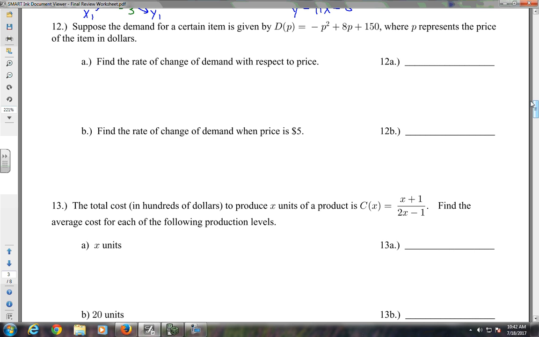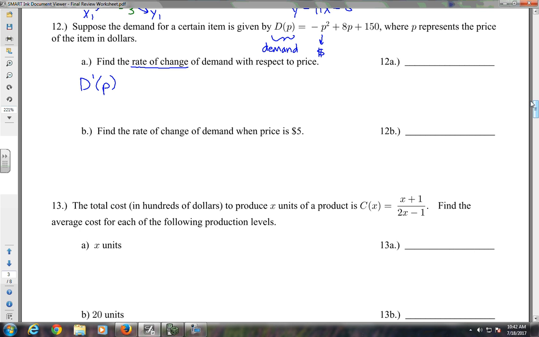Let's move on to problem 12. Suppose the demand for a certain item is given by D of P, where P represents the price of the item in dollars. So P is price in dollars, and D is demand, number of units demanded. Find the rate of change of demand with respect to price. Remember, rate of change indicates derivative. So this is not a hard problem as long as you know how to interpret that vocabulary.